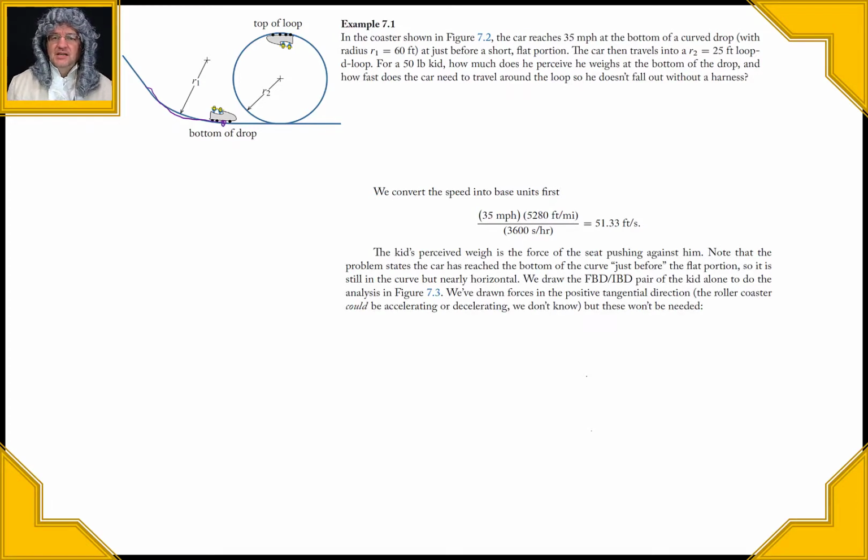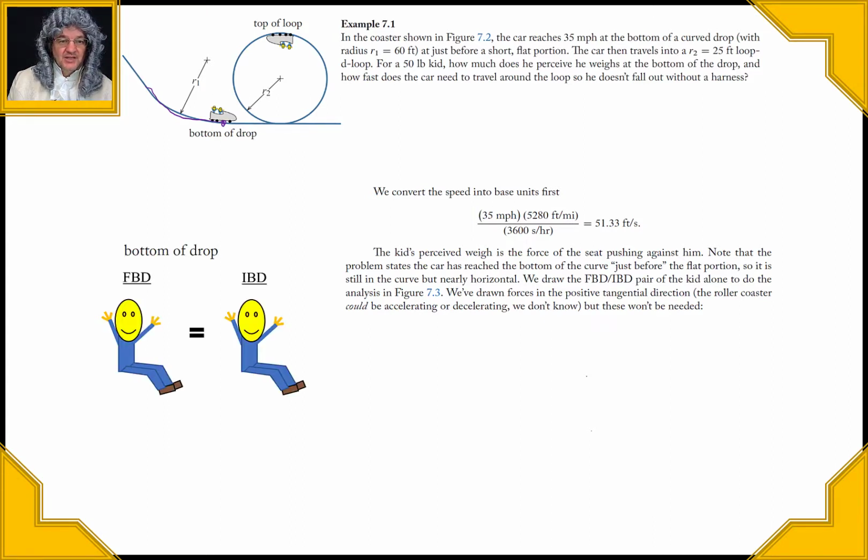Now, the kid perceives the way the seat is pushing against him. Note that the problem states that the car has reached the bottom of the curve just before the flat portion. So it still is in the curve, but just nearly horizontal, right? So we draw the free body diagram of the kid alone, right? Often it's important to try to think about what should be in the free body diagram and what isn't right here. So we just want to draw the kid, right? So we do this at the bottom of the drop, right? So this is the same kid.